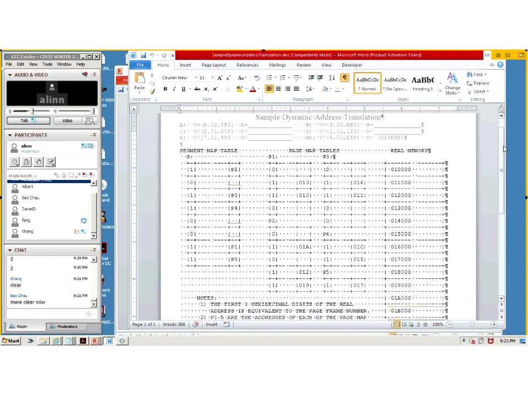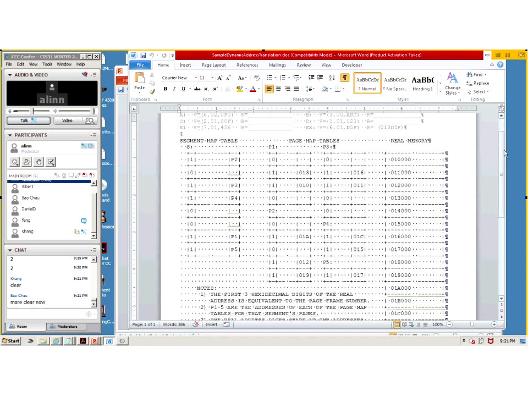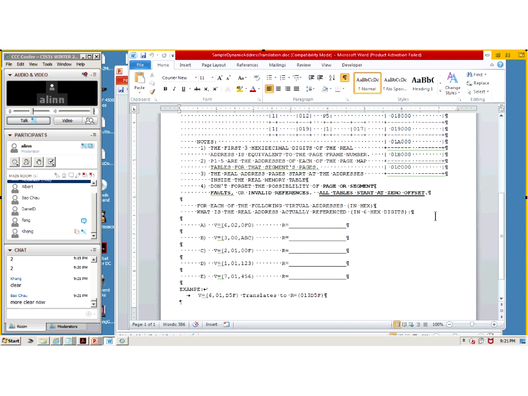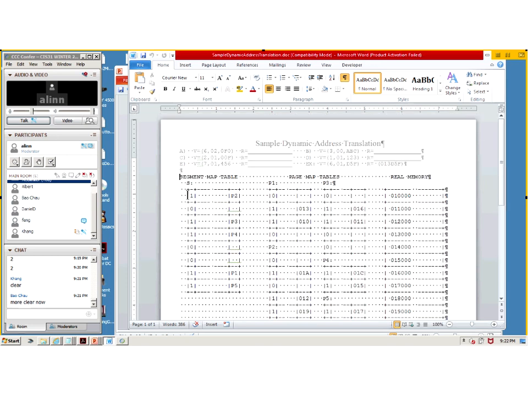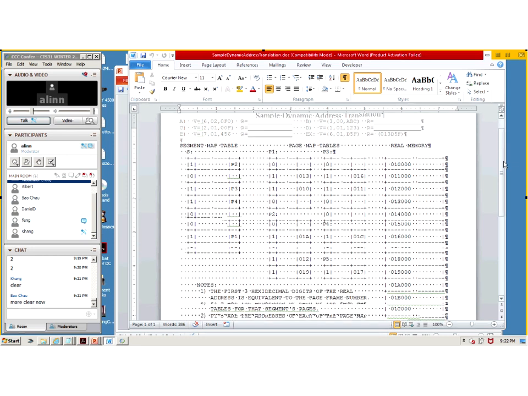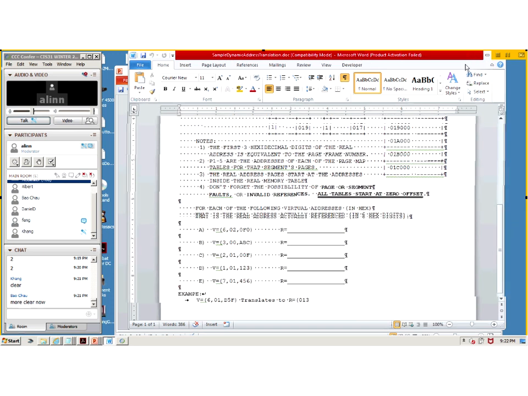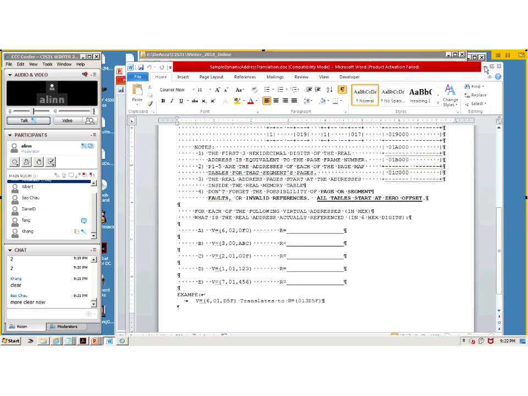This is the dynamic address translation problem. That's worth 5 points. And the idea is you've got these tables in memory, and these are the virtual addresses, and then you're going to put a real address that's going to go in. I'll talk about this next time. And I'll also review all these things with you on the night of the review before the test.